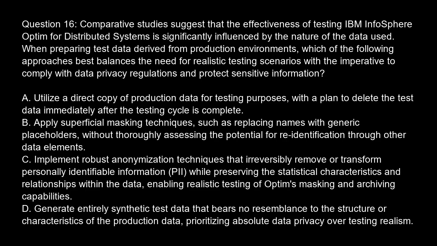Option C. Implement robust anonymization techniques that irreversibly remove or transform personally identifiable information, PII, while preserving the statistical characteristics and relationships within the data, enabling realistic testing of Optim's masking and archiving capabilities. Option D. Generate entirely synthetic test data that bears no resemblance to the structure or characteristics of the production data, prioritizing absolute data privacy over testing realism.